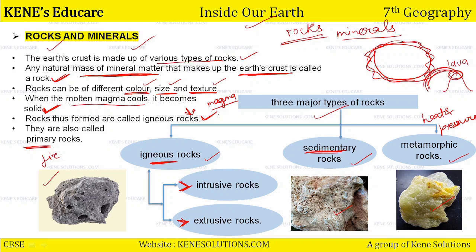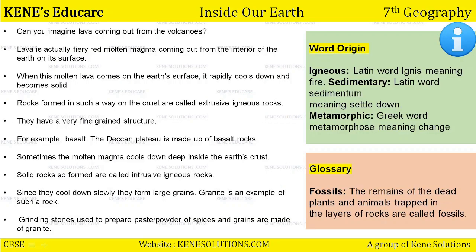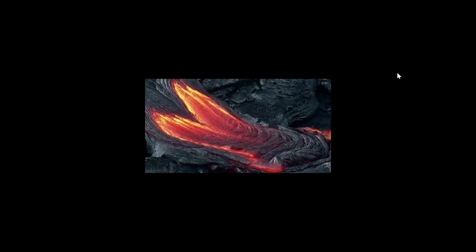Igneous rocks are made when magma solidifies. When magma cools down and solidifies, an igneous rock is formed. Okay? Now children, can you imagine lava coming out of the volcanoes? Have you ever seen pictures of a volcano with lava coming out? If not, I will show you. Wait. See children, this is the magma coming out from inside the earth. Can you see this orange lava? This is the lava coming out from inside the earth.